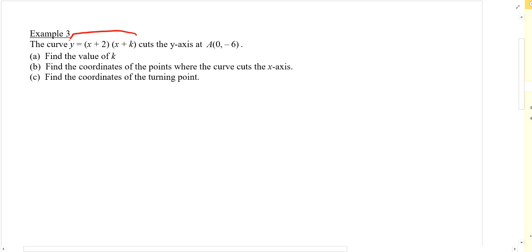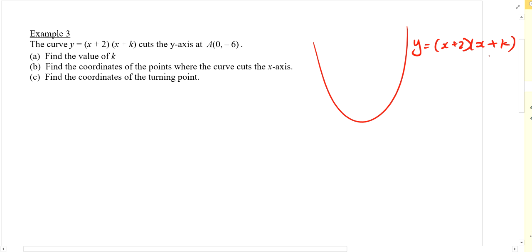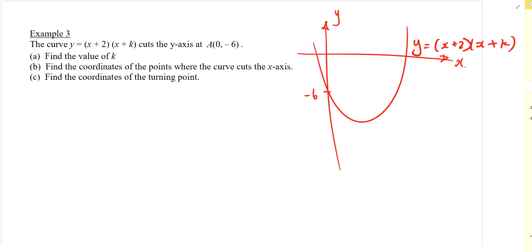From here, we can do a quick sketch of this graph. If we multiply it out, we are going to get an x squared term, where the coefficient is positive 1, which means that we have a parabola opening upwards. So y equals (x + 2)(x + k). And this graph cuts the y-axis at the point A, which is -6. So if the y-axis is over here, this must be -6. So if this is -6, then this must be our x-axis, which lies above -6. Find the value of k.